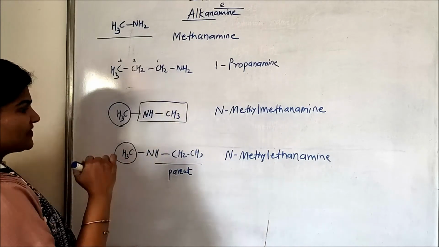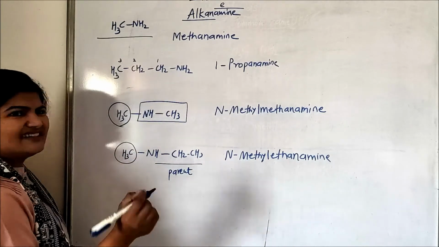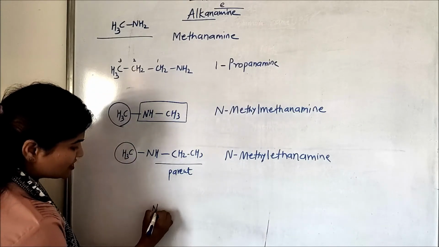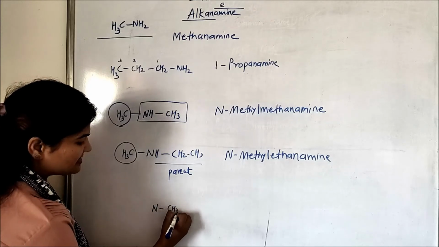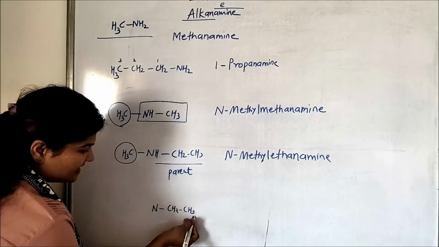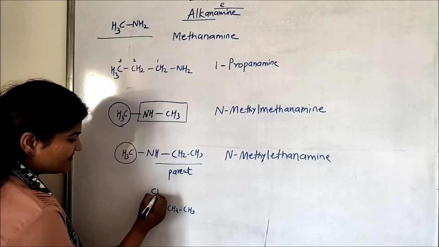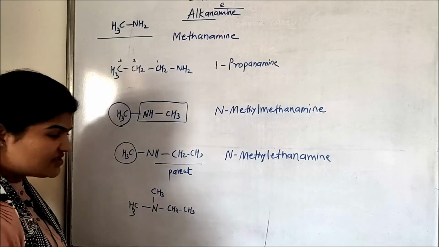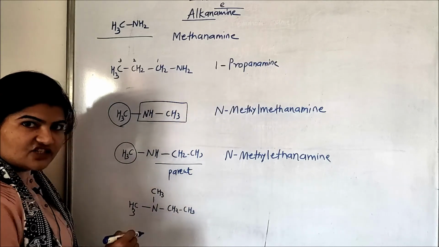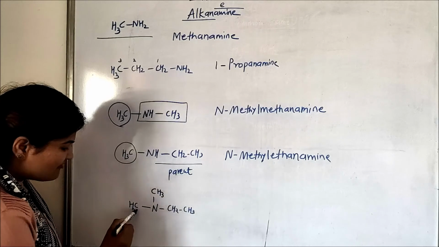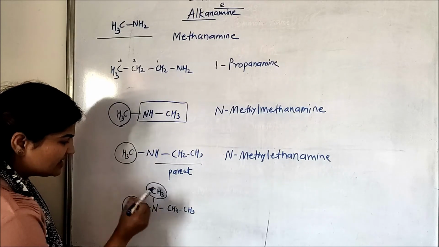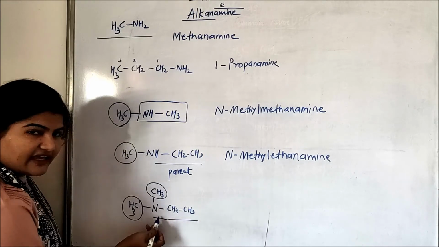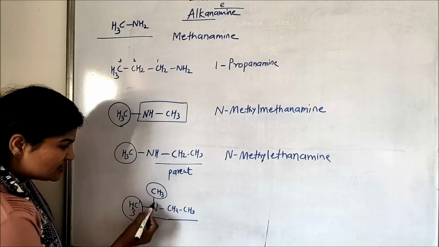Okay, now let's take another example. Let's take the example for a tertiary amine now. First we'll start from the simplest of structures. So I will take ethanamine as my parent and I will put 2 methyl groups on nitrogen. Now look at the structure. There are 3 alkyl groups. It is a tertiary amine. One is methyl, another is methyl, and one is ethyl. So this will become my parent. So ethanamine is my parent, and to the nitrogen there are 2 methyl groups.